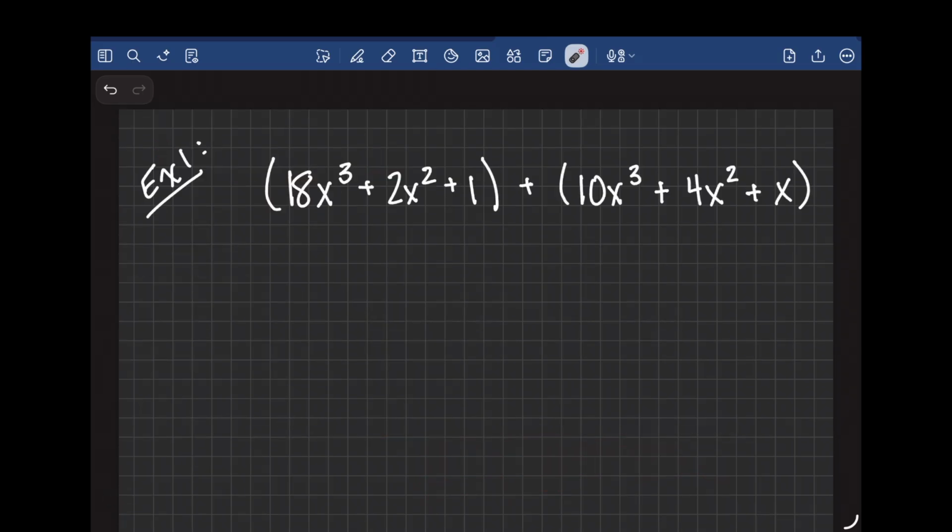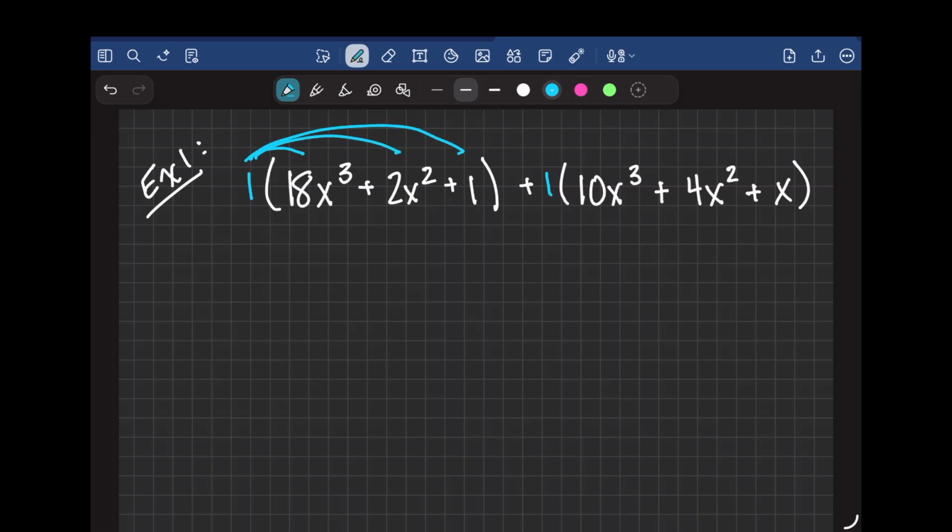Looking at example 1, I see that I do have parentheses, but I don't have any numbers in front. So remember, when we don't see that in math, that's the same thing as a 1, so an invisible 1. So when I distribute by positive 1, all of the values here are going to stay the same, right? 1 times 18 is 18. 1 times 2 is 2. 1 times 1 is still 1. So when you see a plus in the middle and you don't have any numbers in front, it's the same as me just rewriting everything without parentheses.